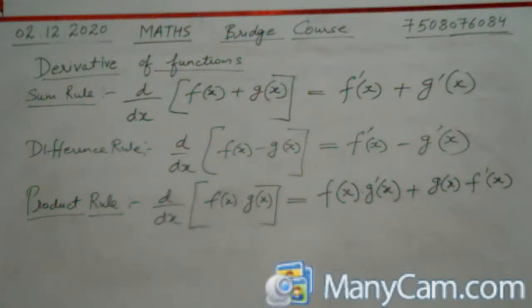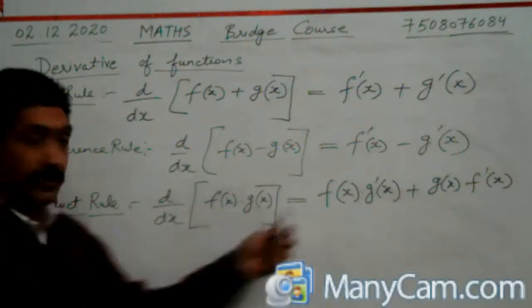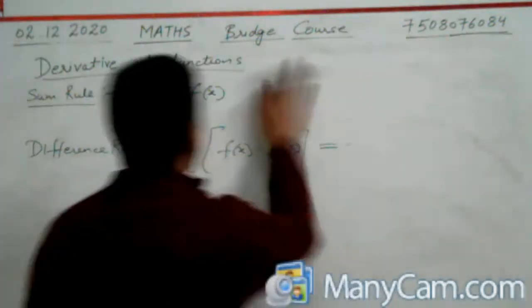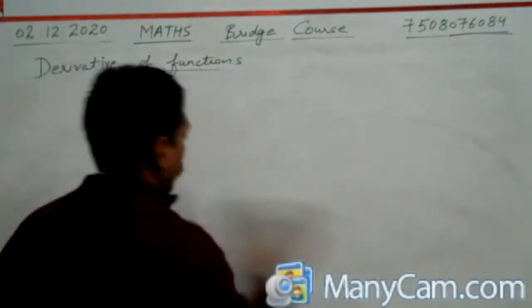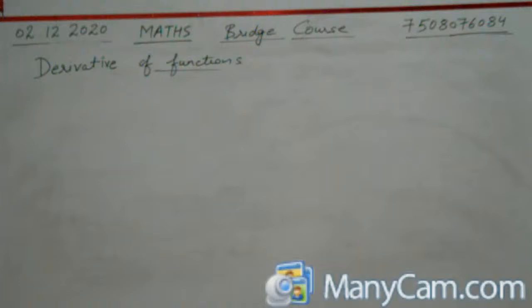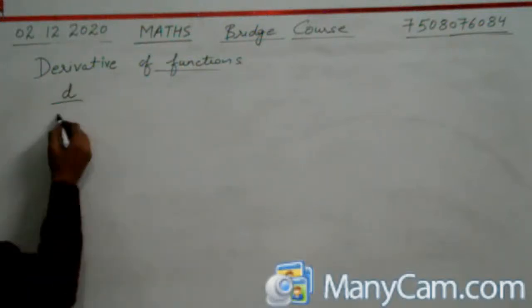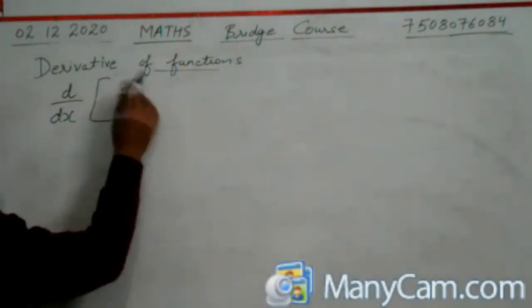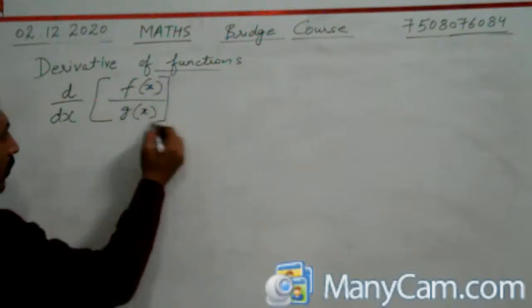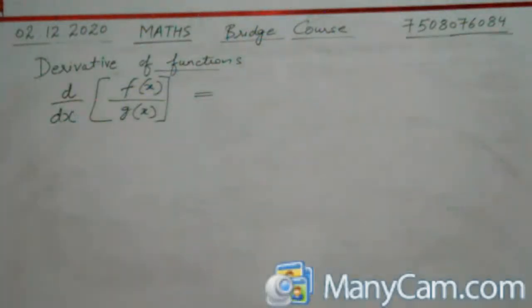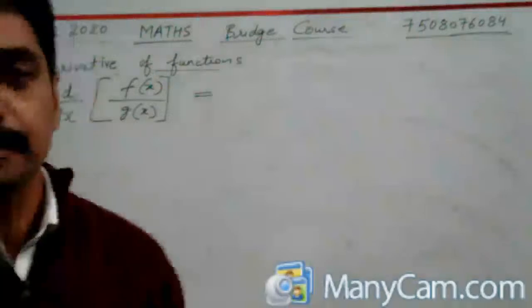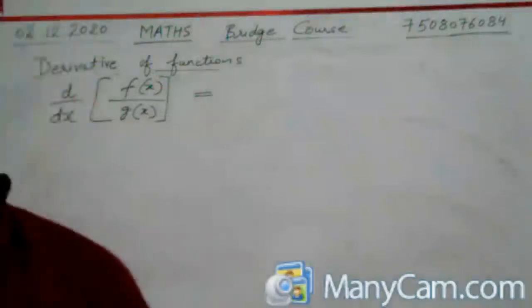So let me erase it. I hope you have noted all these. Next one is the quotient rule, that is the derivative of f over g. We will discuss examples first, Puneet, by solving some questions.